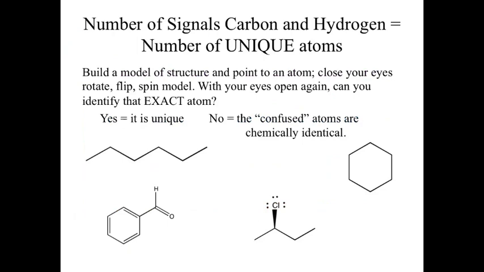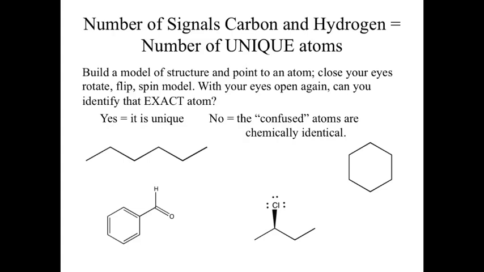If, however, you've got it confused with some other atoms within the structure, then all those atoms that are confusable are now chemically identical to it. So we would only see one signal for those. Okay, so let's take a look at a couple examples here. So in that first one, in our upper left, we've got 1, 2, 3, 4, 5, 6 carbons. So we're looking at hexane.